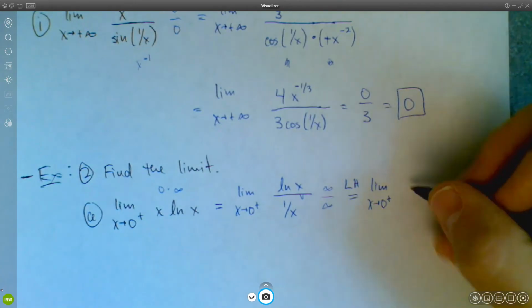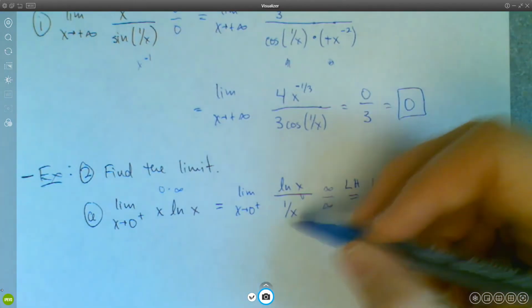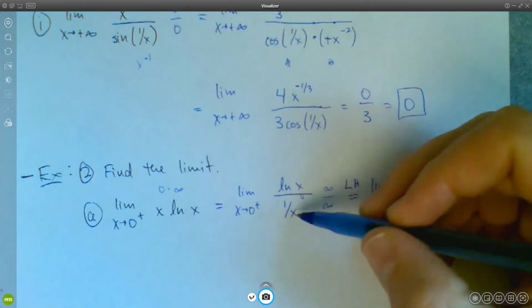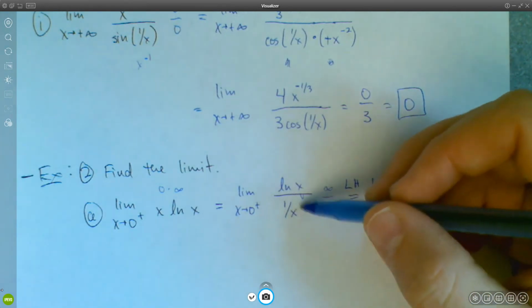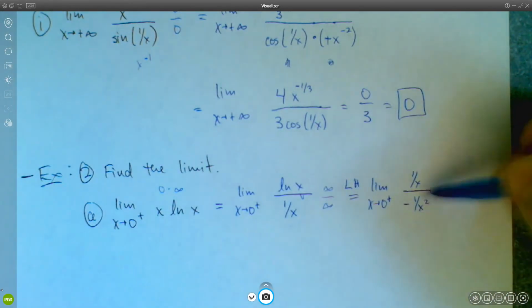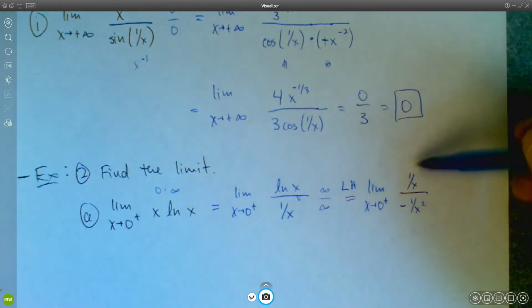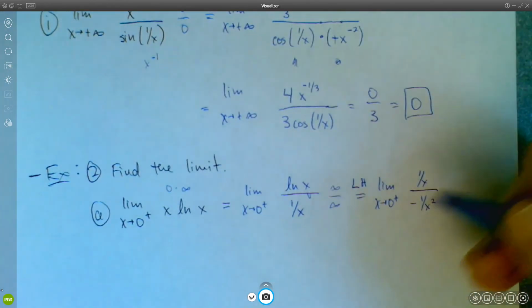So the derivative of ln of x is 1 over x. The derivative of 1 over x is negative 1 over x squared, right? It's x to the negative 1. You take the derivative, you pull down the negative 1 and then make it a negative 2. So anyway, that's that. Now if I plug in 0 again, I'm still going to get an infinity over infinity type of thing, but I can simplify this now, right?